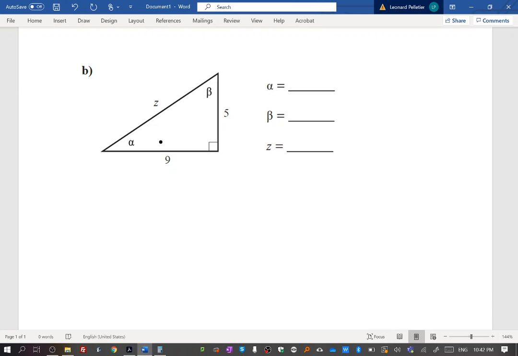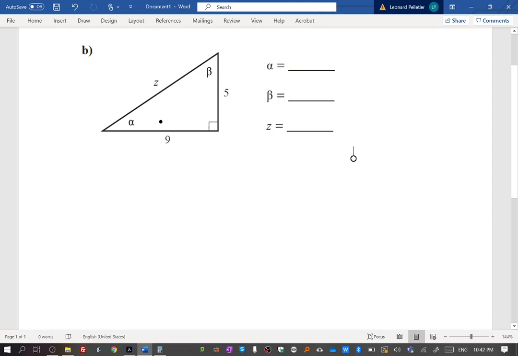So here's a triangle, and trigonometry is all about finding the different measures of a triangle. We are given a few pieces of information. We are given a side length here. This is one piece of information. We know this side length is 9. We know this one is 5. And we don't know anything else. That's all we got. So how are we going to solve this problem?